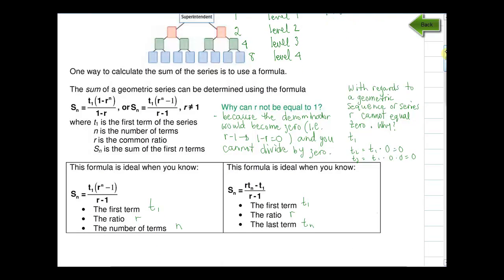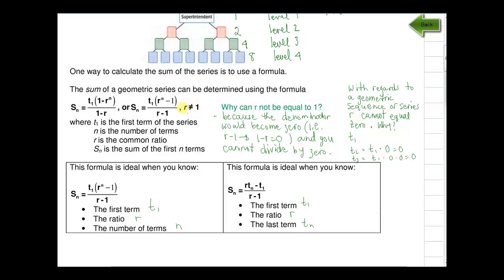So we can use formulas. Now we have 2 formulas here. We'll take a look at the first one to start with. The sum of a geometric series can be determined using the formula S subscript n equals T1 times 1 minus r to the nth power all over 1 minus r, or, rearranging the 1 and the r to the n and the 1 and the r in the denominator, you would get T1 times r to the n minus 1 over r minus 1. They really are the same formula.